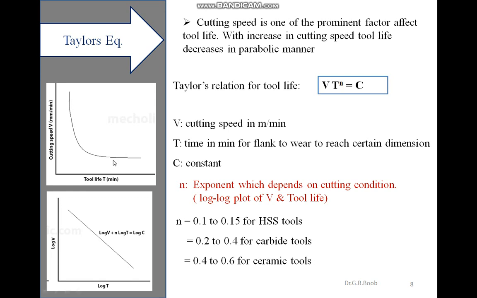As you can see from this graph, with increasing cutting speed, tool life is decreased. On the horizontal axis, you can see tool life in minutes. On the vertical axis, cutting speed is plotted in meters per minute. So, Taylor has developed a relation between cutting speed and tool life, and that is given as V t to the power n is equal to constant.